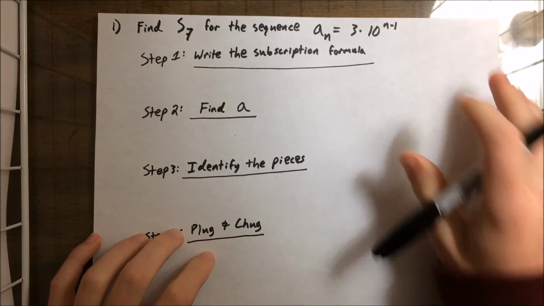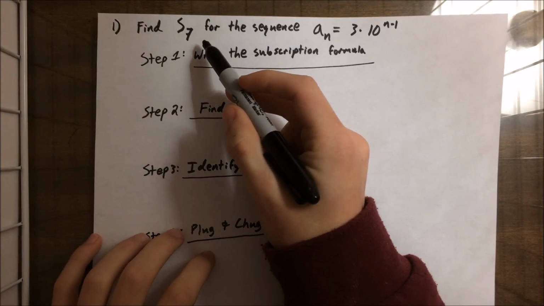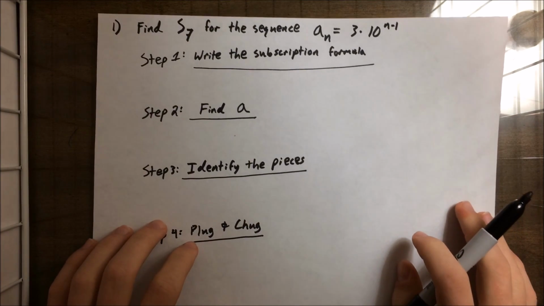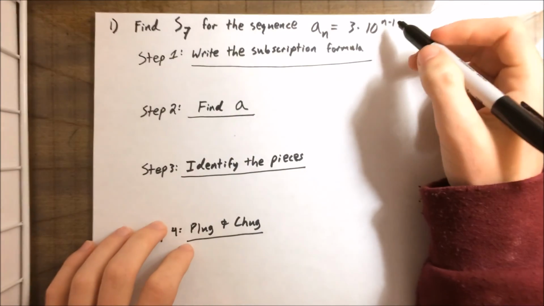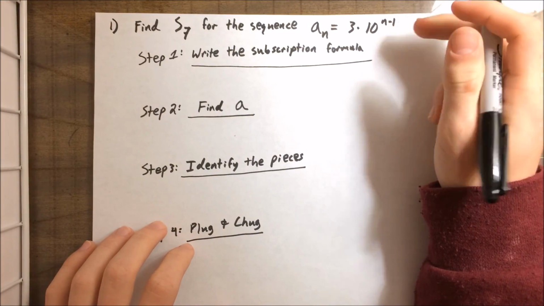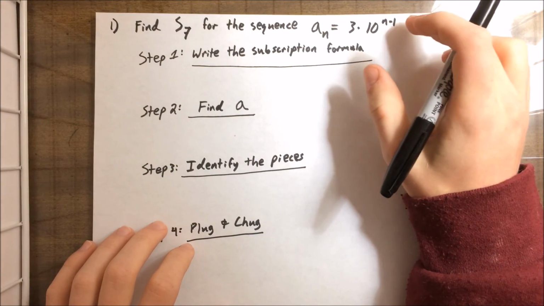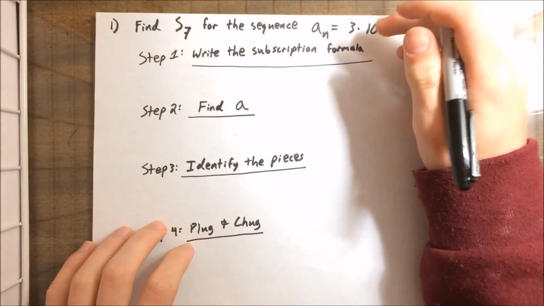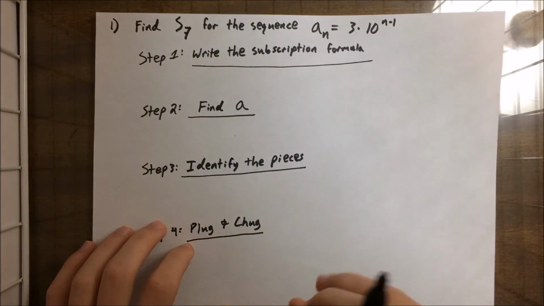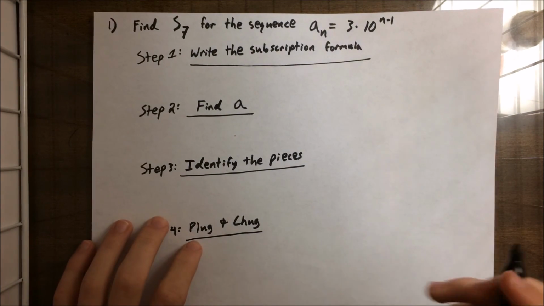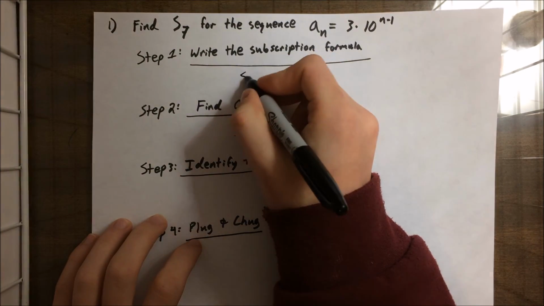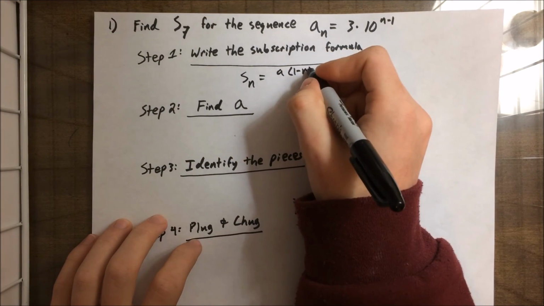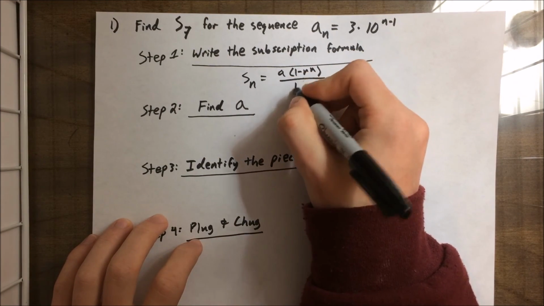So in this example, we're going to find S sub 7 for the sequence a sub n equals 3 times 10 to the n minus 1. Now the n minus 1 alone would tell you that you're starting from n equals 1. If it were 3 times 10 to the n, it would start at n equals 0. Okay, so to start, let's write the summation formula. S sub n is equal to a times 1 minus r to the n over 1 minus r.